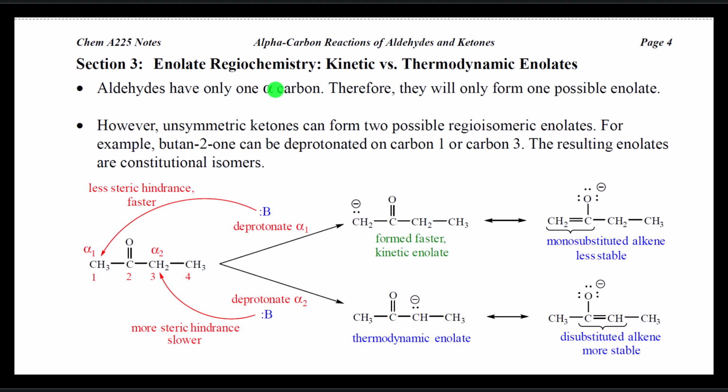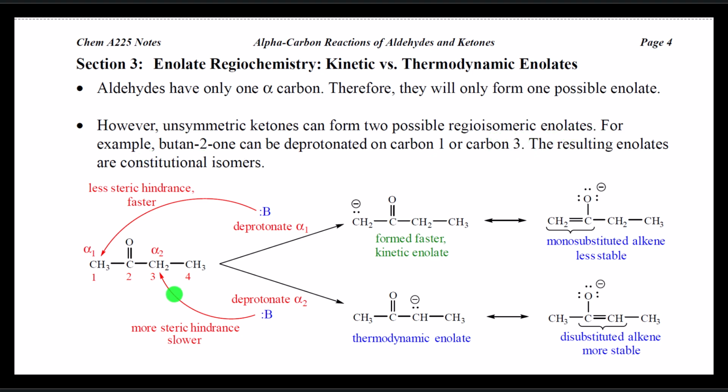We're now going to look at the way that enolates can have more than one regioisomer when they are formed from ketones. Aldehydes have only one alpha carbon. Therefore, they will only form one possible enolate. However, unsymmetric ketones can form two possible regioisomeric enolates.